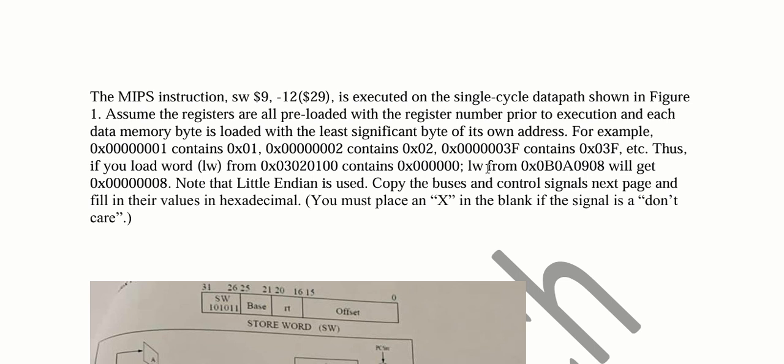So for example, here when you load from this address, because the last byte is 0x08, the data you fetch will contain 0x08, right? Then note that little endian is used. Copy buses and control signals on the next page and fill in their values. You must place X in the blank if the signal is a don't care. Alright, so let's start solving the question.